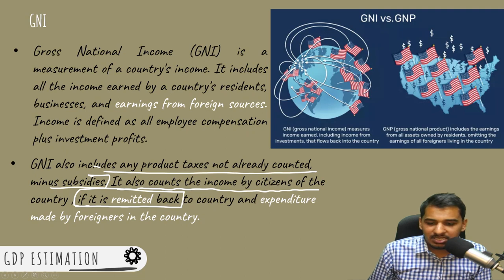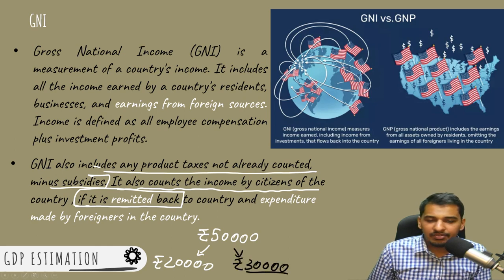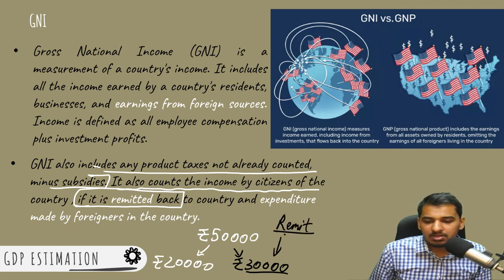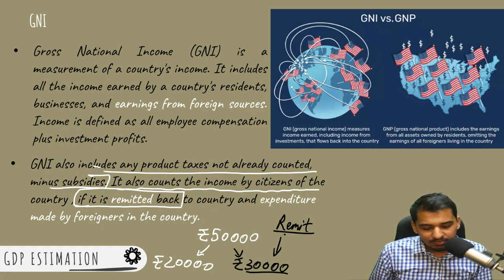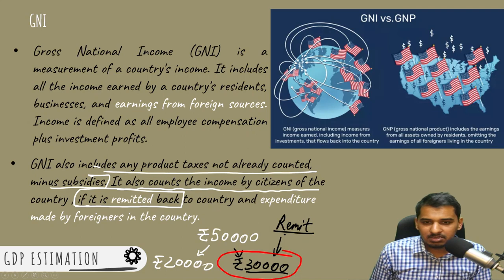Suppose a citizen is earning 50,000 rupees in India, spending 20,000 in India, and remitting back 30,000 to his parent country. This is the remittance, the remitted money that he will send. This remitted money will be included in case of GNI. It will be calculated in GNI, so please remember this.